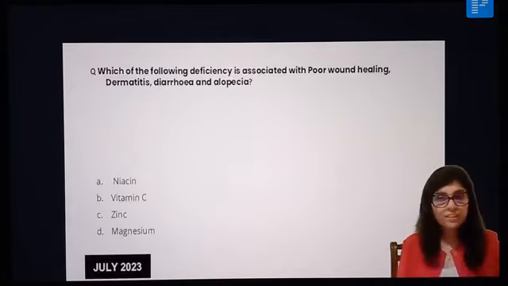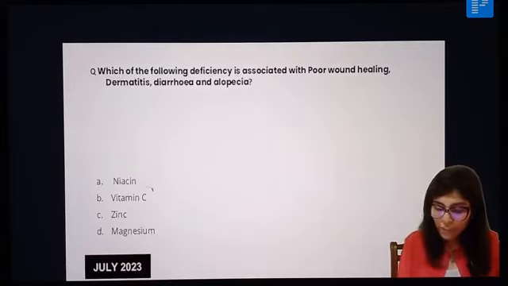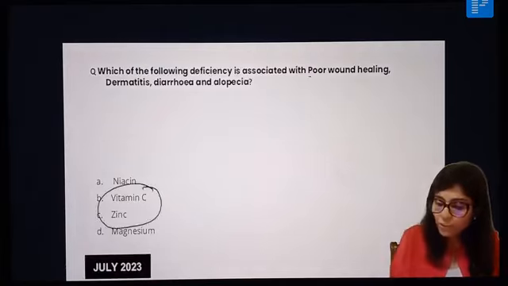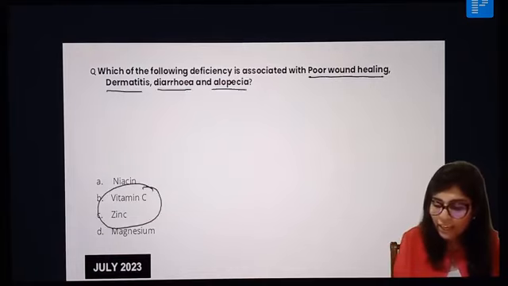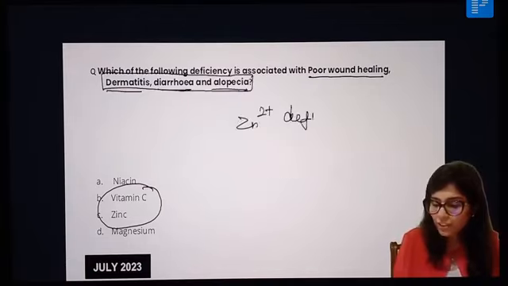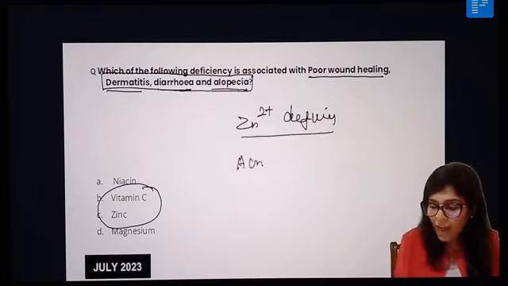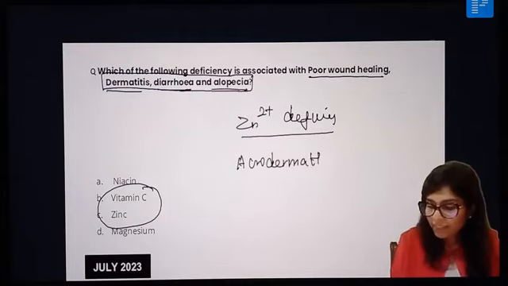Though there are two causes, and in the MCQ you see both the causes, there is not only poor wound healing, there is also dermatitis, diarrhea, and alopecia. This is the triad to make diagnosis of zinc deficiency. For zinc deficiency, please remember acrodermatitis enteropathica. Yeah, zinc deficiency causes acrodermatitis enteropathica.